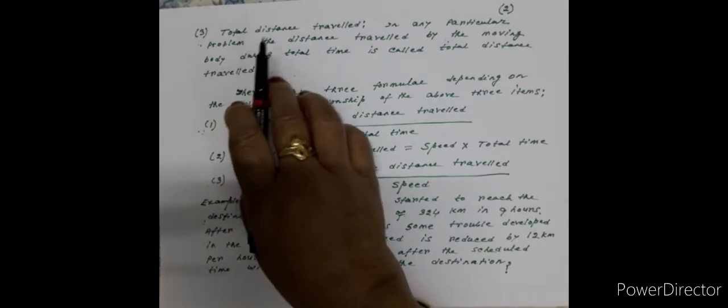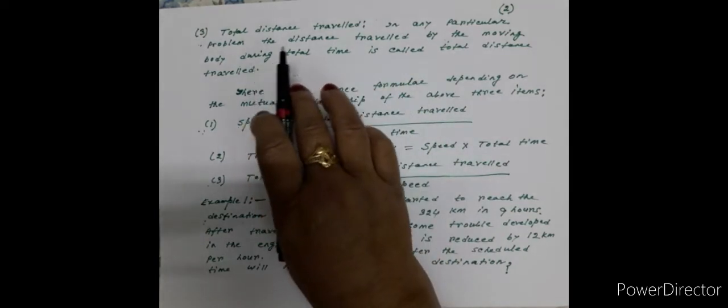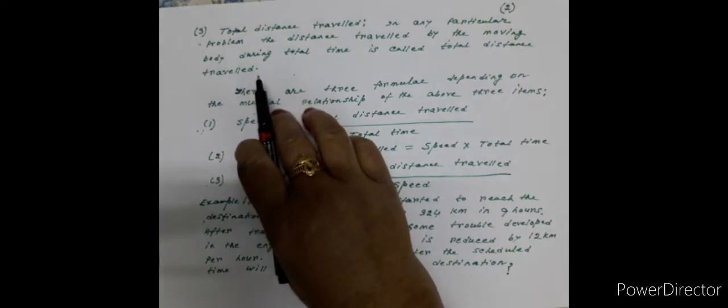Now, number three, total distance travelled. In any particular problem, the distance travelled by the moving body during total time is called total distance travelled.